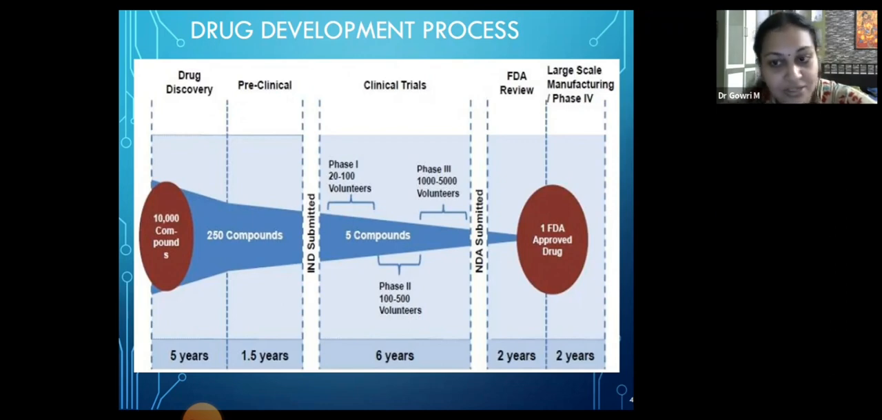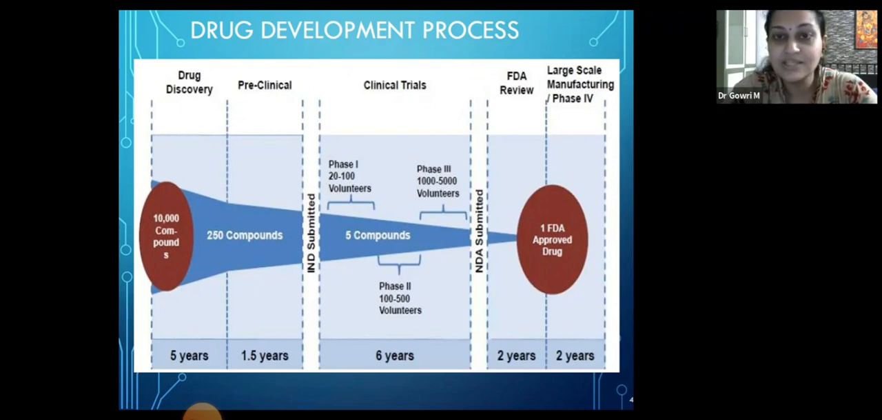So know that it is not a simple thing. We know that vaccines are being developed for COVID problems and all. Just see, usually it is this. For drug discovery itself, you will take around 5 years. Preclinical studies will take around 1.5 to 2 years. Clinical trials, if you are doing it properly, would take around 6 years or more. And for FDA review and post-marketing analysis, it would take another 5 years. So this is not a small process.